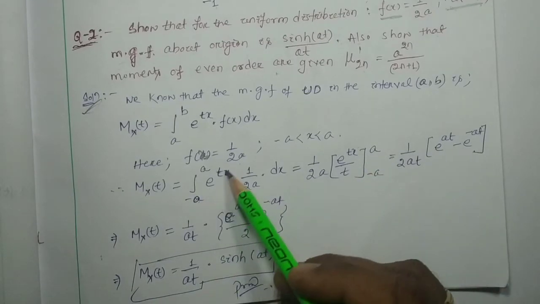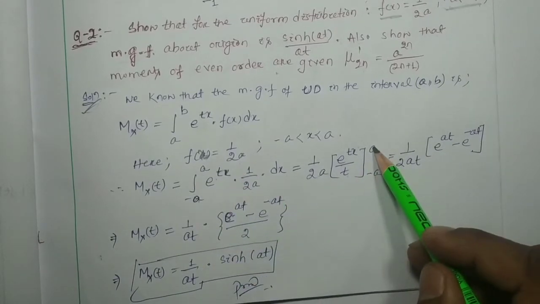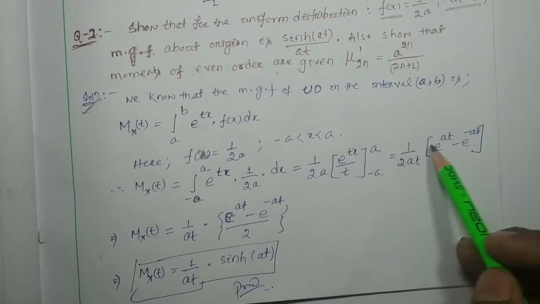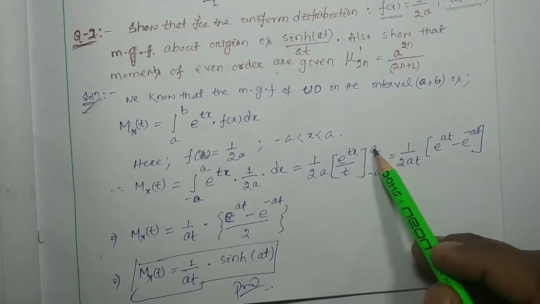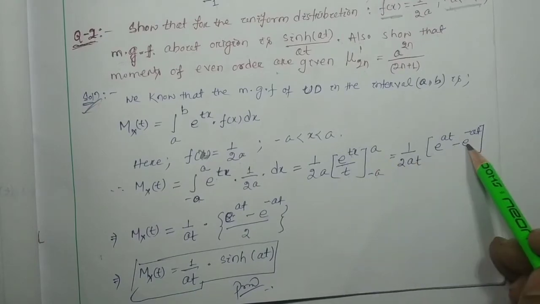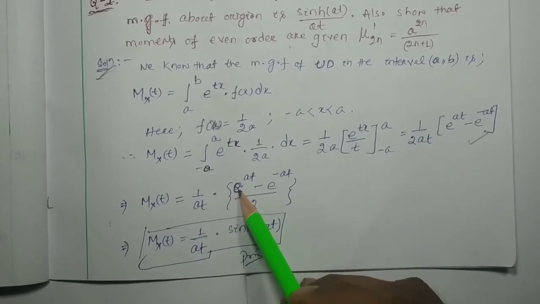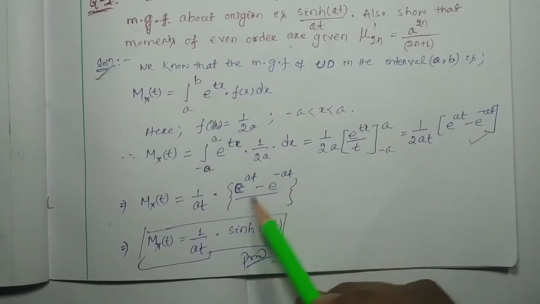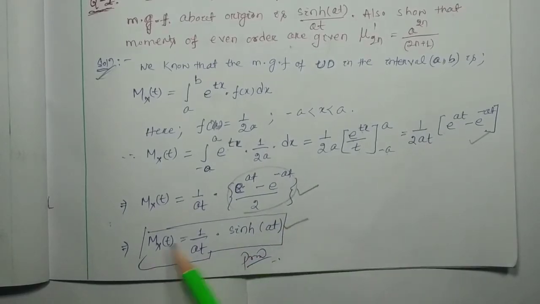Now the integration of e to the power tx is e to the power tx by t, from -a to a, and we substitute the limit. Then we get 1 by 2at, e to the power at minus e to the power -at. Very simple. So here we found M_X(t) equals 1 by at into e to the power at minus e to the power -at by 2. This is nothing but sinh(at) that we know. So M_X(t) is 1 by at into sinh(at). Hence it has been proved.